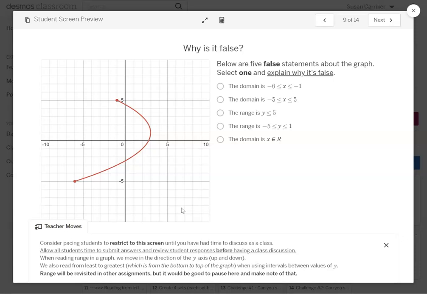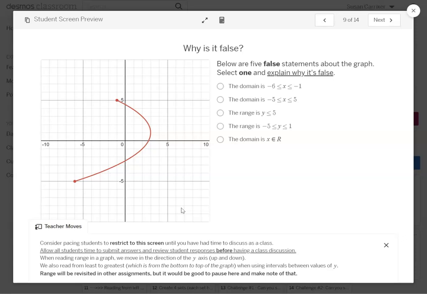So choose one and then explain why it's false. So the one at the bottom, and I don't know why this is, but kids like to call every domain all real numbers. I mean, that's something I've noticed from year to year. It's like, why do y'all think that? I guess because we do use it a lot, so they just pick it all the time.